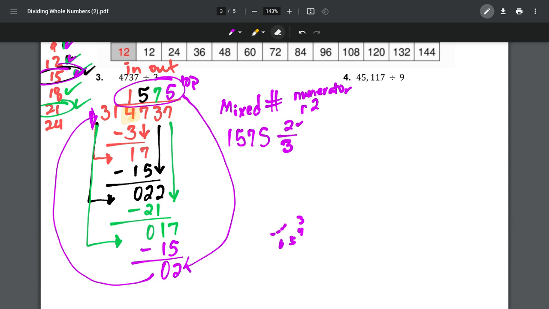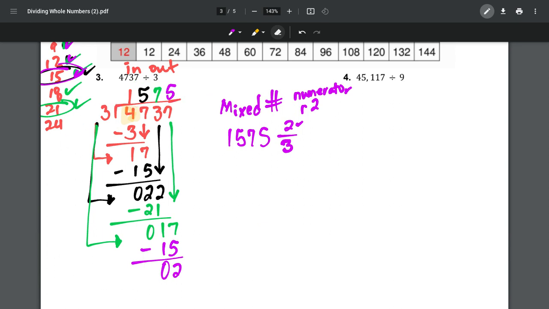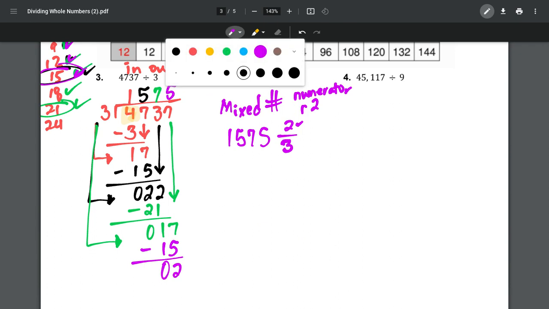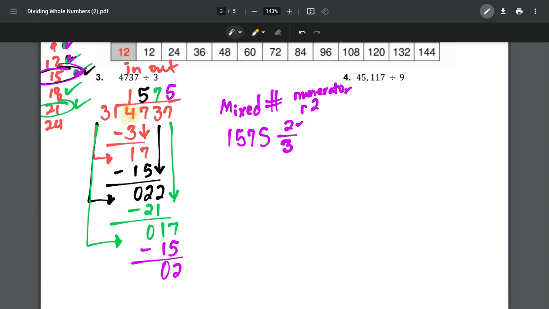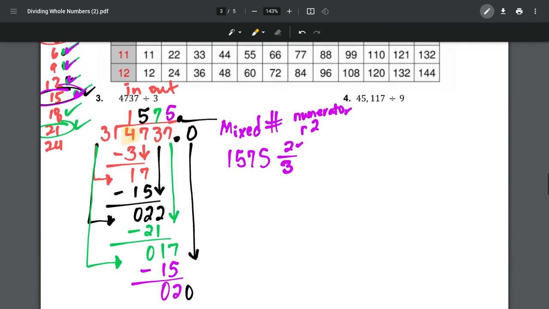Now, what do you do if you don't want to write it as a mixed number? Suppose you want to write it as a decimal. If you want to write it as a decimal, it's very easy. The only thing you have to do, if there is a remainder with nothing left to bring down, is simply add a decimal after that number, but you must bring it up. And then add a 0. That allows you to bring something else down. And you would just keep dividing.